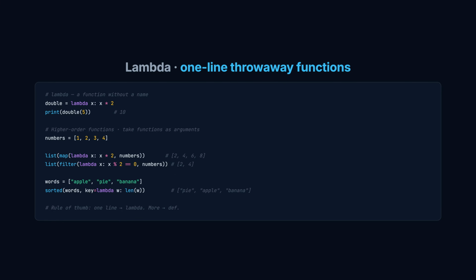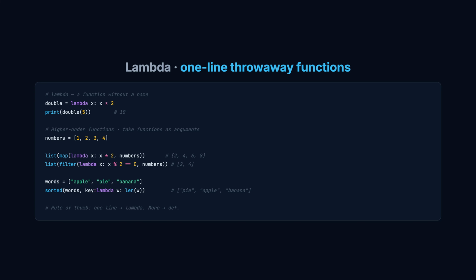Three to know. Map: map(lambda x: x * 2, numbers). Applies the lambda to every item, returns a new iterator. Wrap it in list, get doubled values. Filter: filter(lambda x: x % 2 == 0, numbers). Keeps only the items where the lambda returns true. You get the even ones.